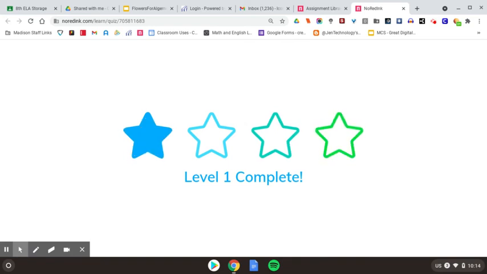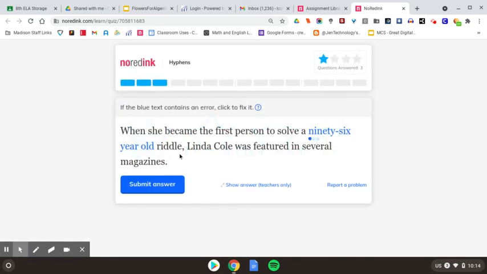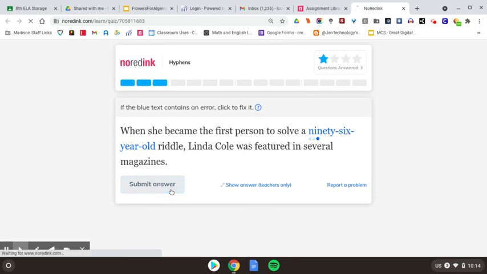All right, we'll do one or two more just to make sure you got it. When she became the first person to solve a 96-year-old riddle, Linda Cole was featured in several magazines. There I am again. So here's a thing after it, a riddle. So we want to hyphenate the whole thing. And it's year, not years. So hyphenate the whole daggone thing.